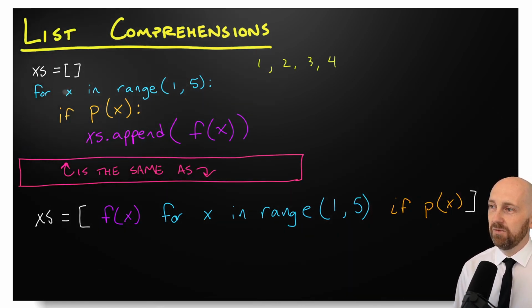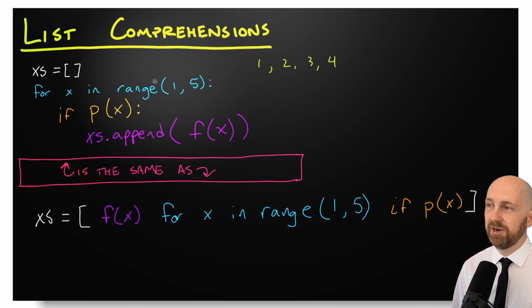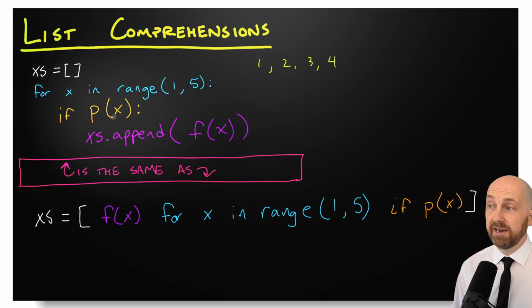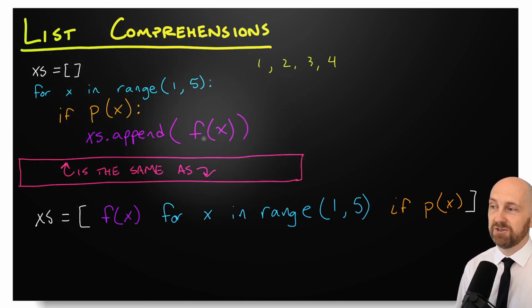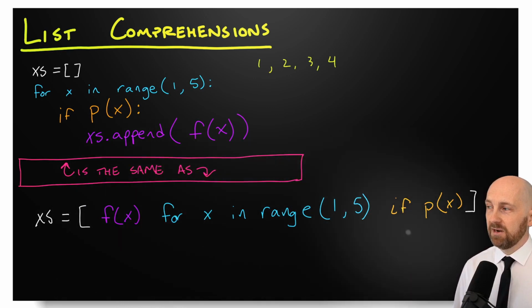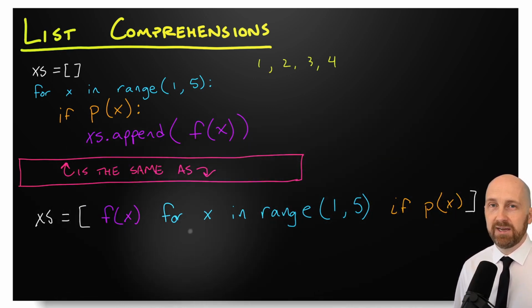Notice that the for-in, when we express this in Python, came first. And then inside of that loop body, we're saying if this function call returns true, then we'll go and append f of x to our list. With list comprehension, you have to get comfortable reading this order sort of out of order from what you're comfortable with.